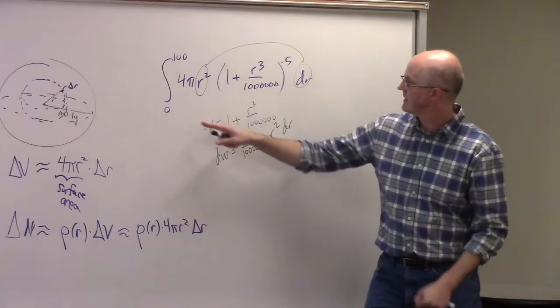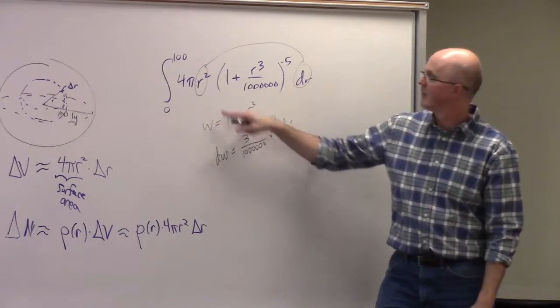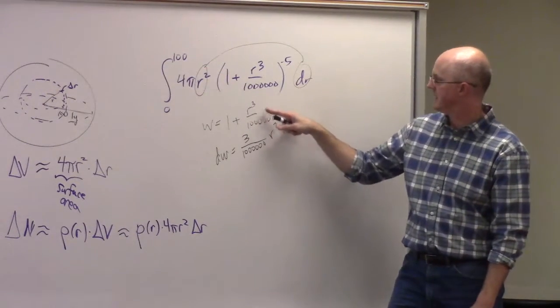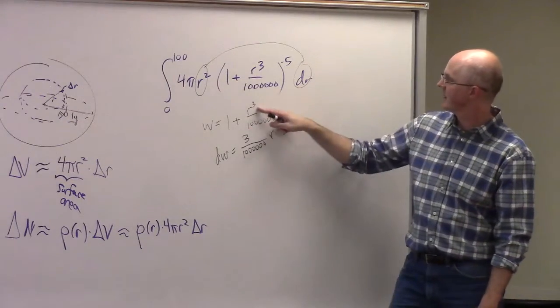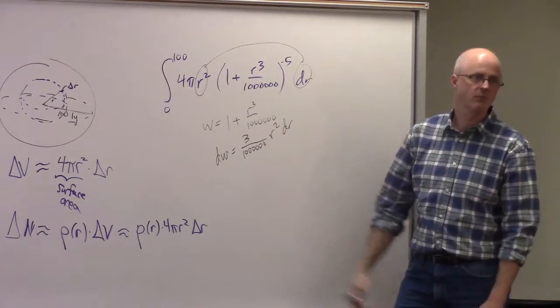When r is 0, w would be 1. When r is 100, w would be 2, it looks like. 100 cubed is 1,000,000, divided by 1,000,000 is 1, plus 1 is 2.